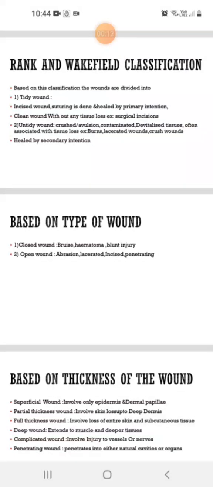Tidy wound, incised wounds are known as tidy wounds. Clean wounds without any tissue loss are known as tidy wounds. Suturing is done and healed by primary intention. Example, surgical incision. Untidy wounds, these are crushed or avulsed, contaminated, devitalized tissues often associated with tissue loss. Example, burns, lacerated wounds, crushed wounds, healed by secondary intention.